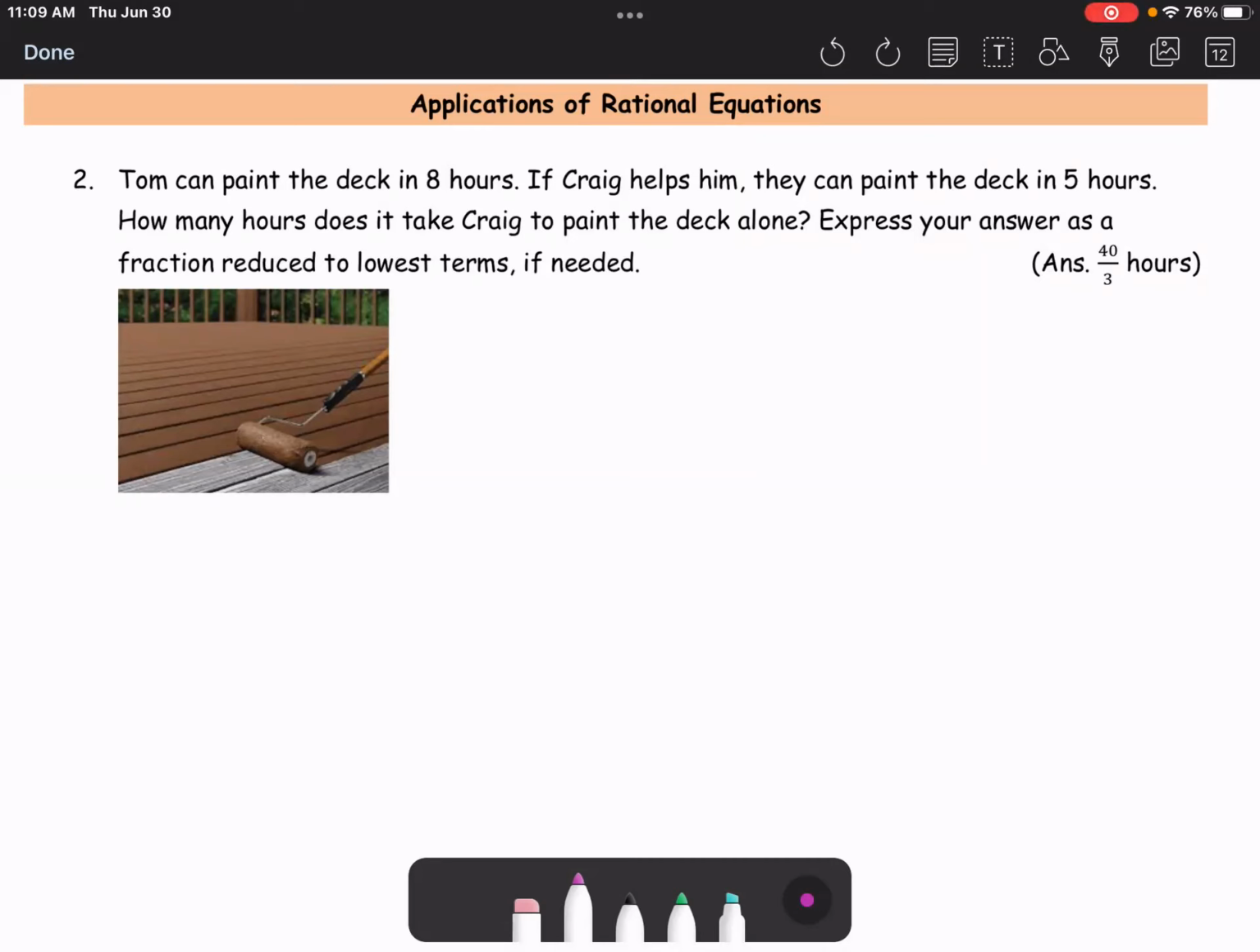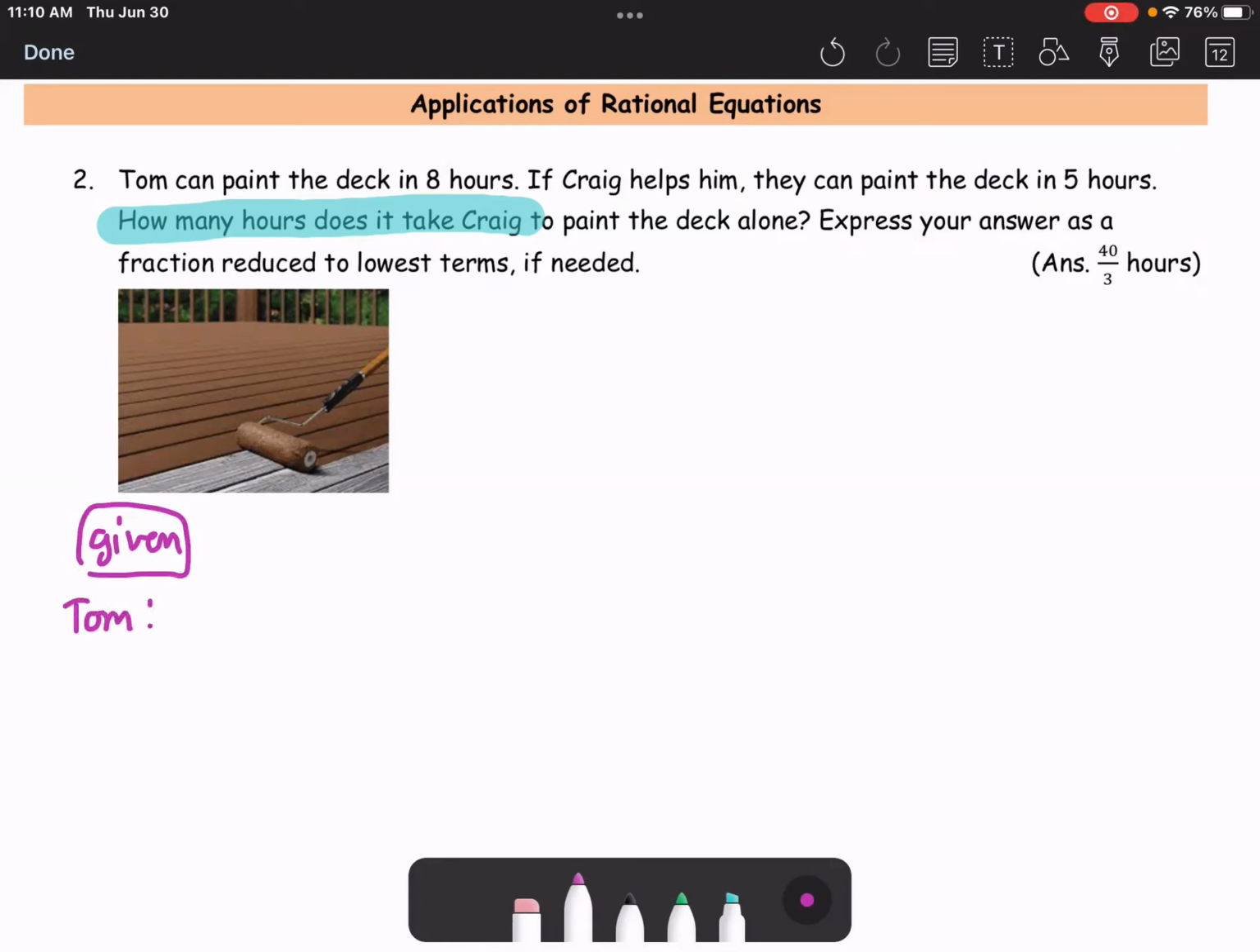This is a work problem. Let's make a list of what we know and what we don't know, what we are looking for. The problem asks how many hours it takes Craig to paint the deck alone. From the information provided, Tom can paint the deck in 8 hours. So that means he takes 8 hours to get the job done, or one task done.